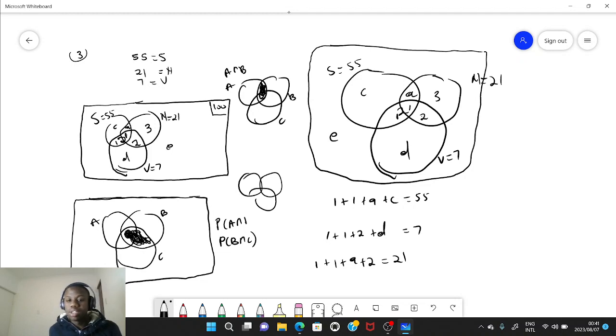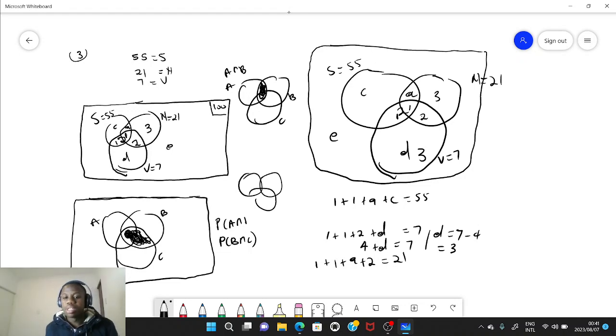So the first thing we do is deal with the like terms, right? What is 1 plus 1? That's 2, plus 2 gives us 4, plus D is equal to 7, right? Because I'm looking for D, I will transpose 4 to the other side and have 7 minus 4, which gives me 3. That simply means here I have 3. And check, what is 3 plus 2? That's 5. Plus 1 is 6. Plus 1 is 7, right? Which makes sense because we were told that the total number of learners that play volleyball is 7, right?